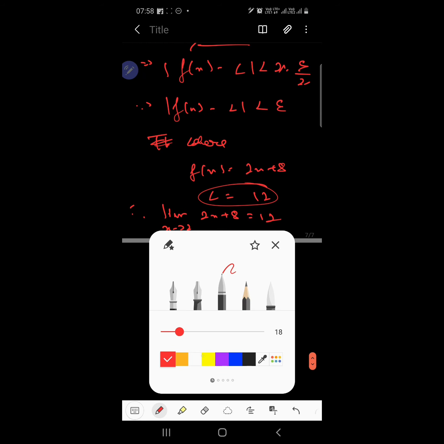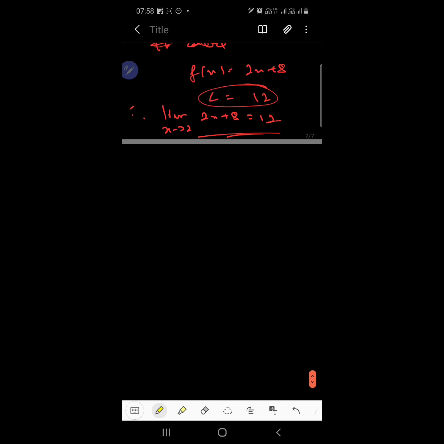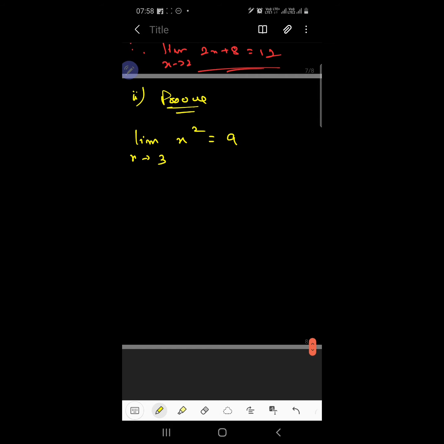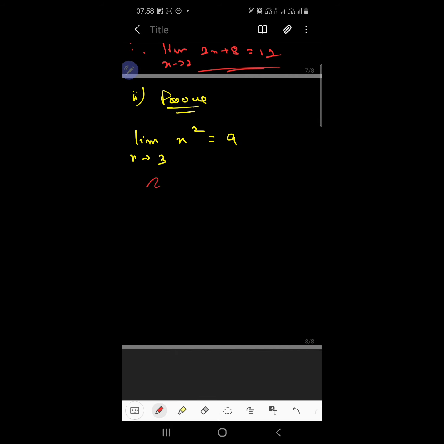Similarly, we can prove it for quadratic equations, or second degree expressions. Suppose in the second problem we have to prove limit x tends to 3 of x square equals 9. Okay, so how will we do it? First let us do the scratch work.